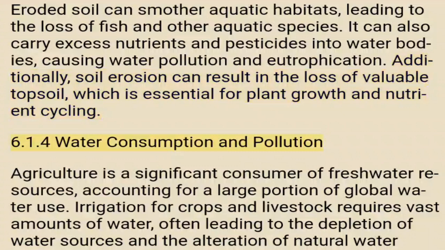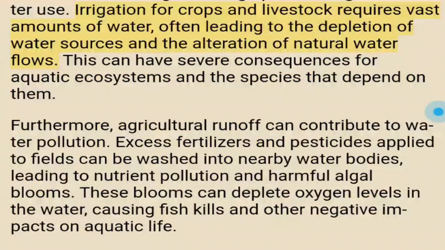6.1.4 Water consumption and pollution. Agriculture is a significant consumer of freshwater resources, accounting for a large portion of global water use. Irrigation for crops and livestock requires vast amounts of water, often leading to the depletion of water sources and the alteration of natural water flows. This can have severe consequences for aquatic ecosystems and the species that depend on them.